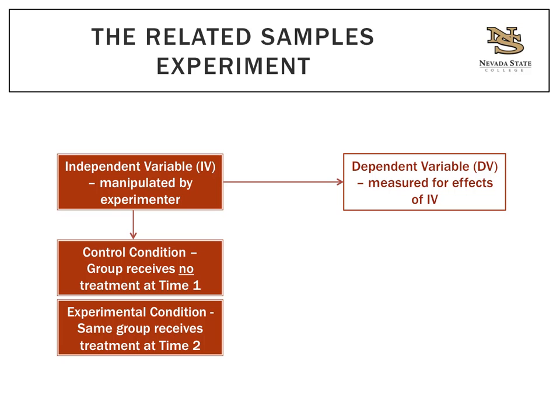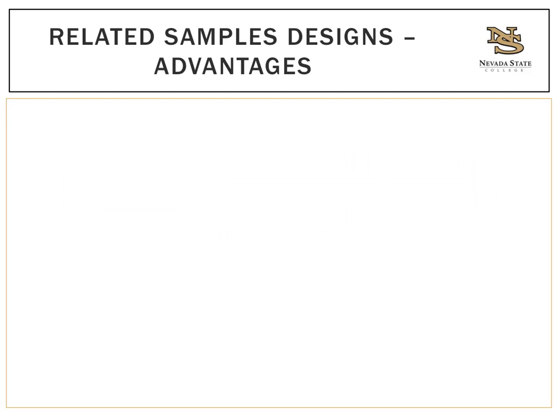Okay, so keep in mind that with this related samples design, this time 1, time 2 design, we're using the same group of people at different times. And those different times are associated with different levels of our manipulated independent variable. So we'll walk through an example so this makes a little bit more sense to you.